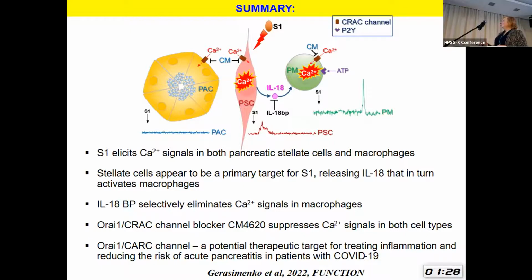So why is it important? It's a very important step of this paracrine signaling within the tissue, where we have an indirect effect of S1 on macrophages, but it looks like S1 primarily targets stellate cells. The ORAI CRAC channel blocker CM4620 suppresses calcium signals in both cell types. And so we can predict that this is a very important potential therapeutic target for treating inflammation in general, but also in reducing the risk of acute pancreatitis in mild cases in patients with COVID-19.